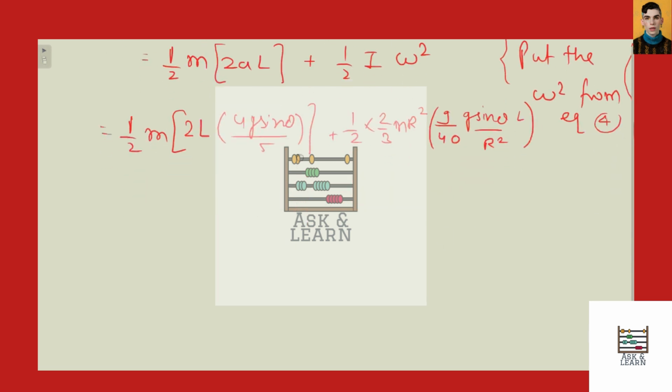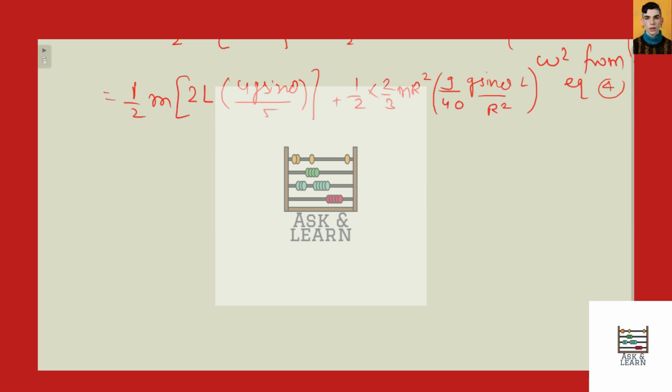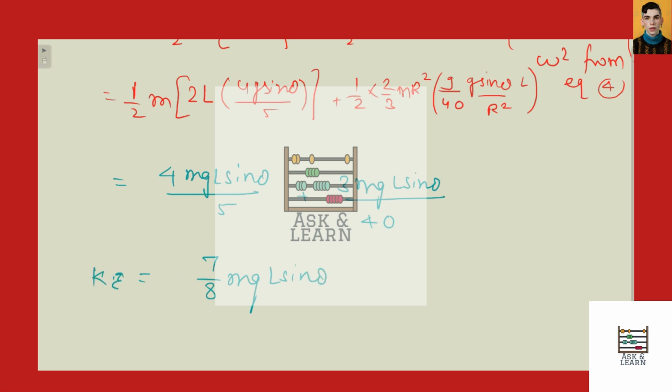Now simplify this equation and we get 4 mgl sin theta upon 5, plus 3 mgl sin theta upon 40. After simplifying we get 7 by 8 mgl sin theta. So this is the kinetic energy of the hollow sphere when it rolls down to the bottom.